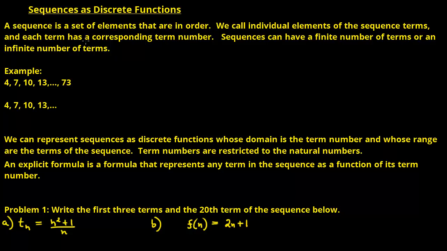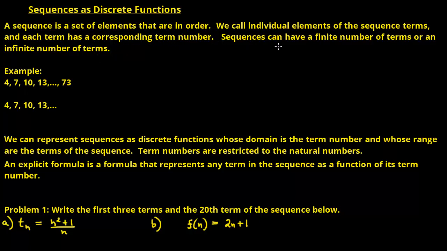In this video, we look at sequences as discrete functions. So first off, we have to define what a sequence is. A sequence is a set of elements that are in order, and we call individual elements of the sequence terms. So each element of the sequence is called a term, and each term has a corresponding term number. Term numbers always start with the first term as term 1, the second term as term 2, the third term as term 3, so we use the natural numbers as the term numbers.